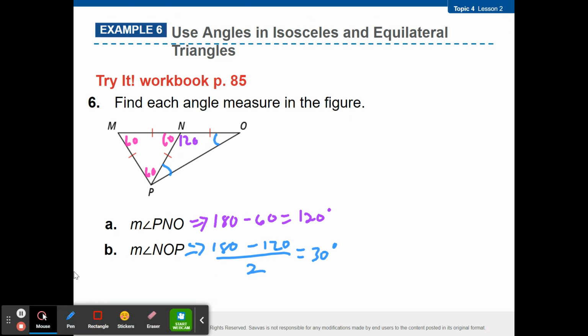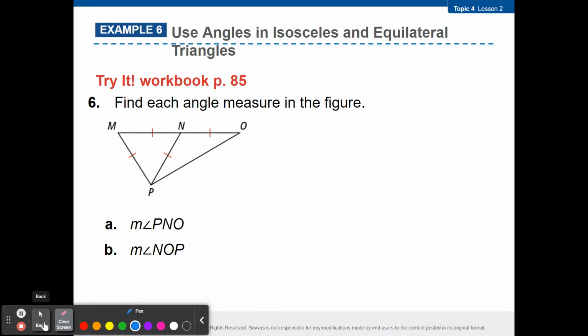Questions on this? What if it's like 67? But it always adds up to 180. So why don't you do it that way? Anybody still looking at this? Yeah, this is confusing. I don't understand.